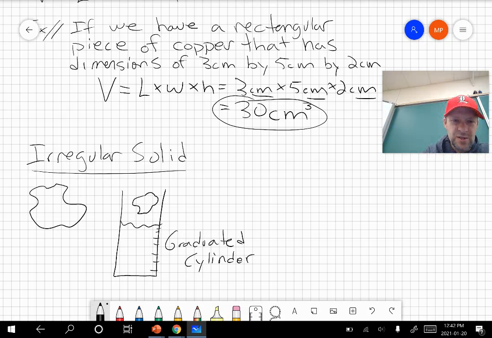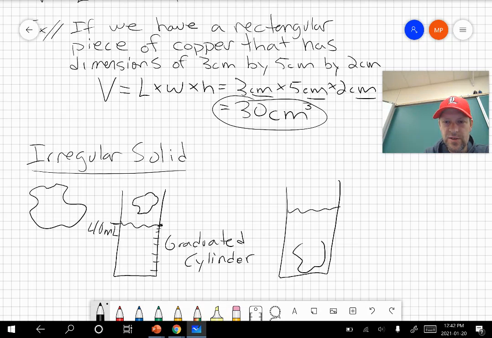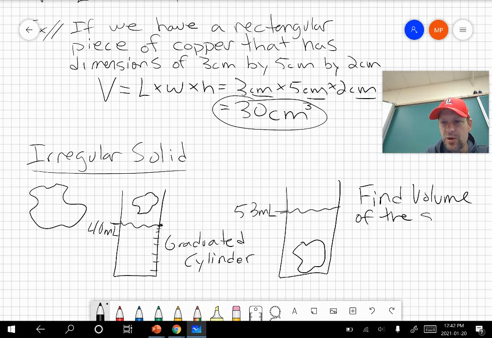So let's say, for example, the liquid level, I don't know why I made waves in it. Let's say the liquid level was at 40, I'm going to make it on the other side. Let's say the liquid level was at 40 milliliters before your irregular solid went in. After your irregular solid went in, so now it's kind of sitting at the bottom, your level went up to 53 milliliters. So the example here would say, find the volume of the irregular solid.